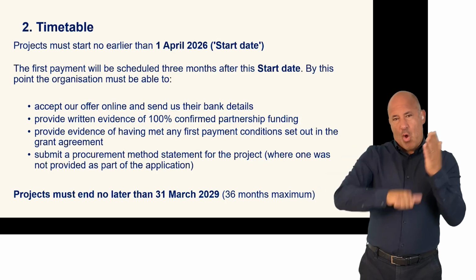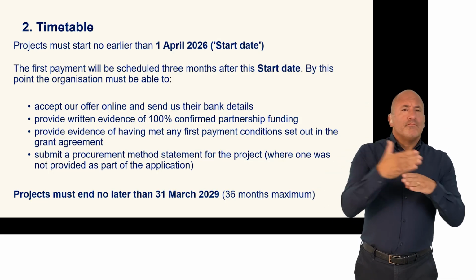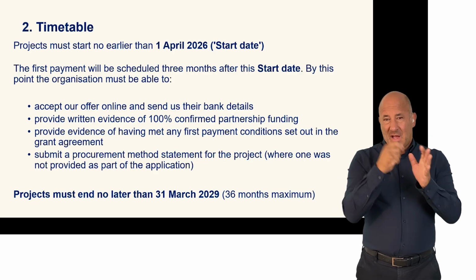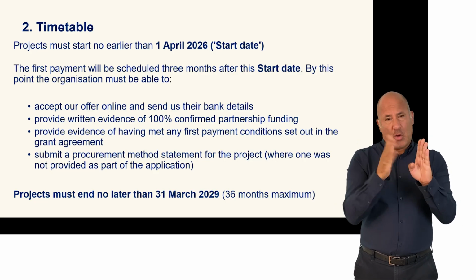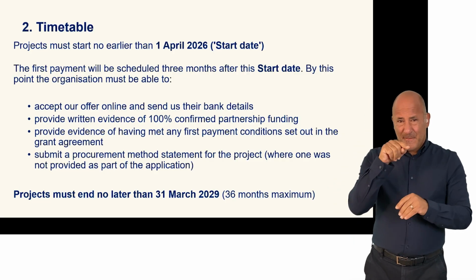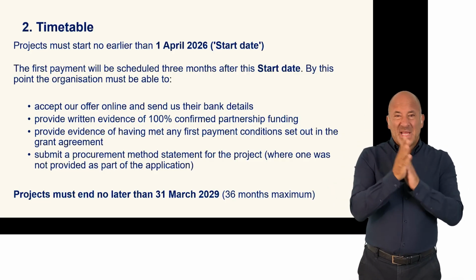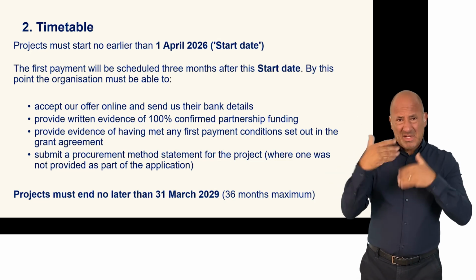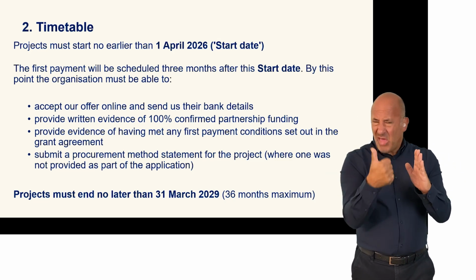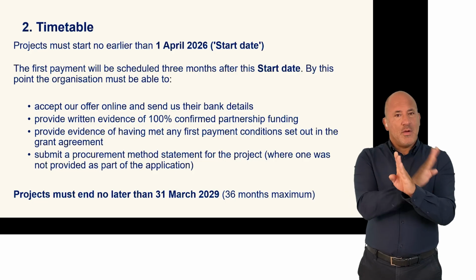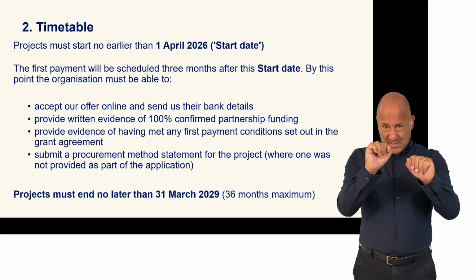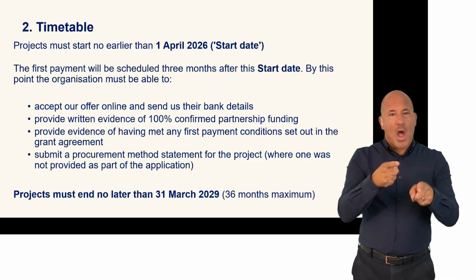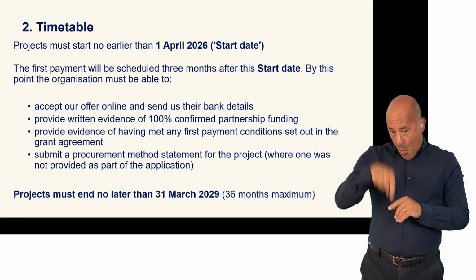Due to the nature and aims of this programme, we expect works to be urgently needed and for this project start date to be scheduled as soon as possible after the 1st of April 2026. It's important to note that our defined project start date is not the same as a start on site date, for example, for construction works on a building project, which is likely to happen a little bit later in the project. We will schedule your first payment 3 months after your start date, and you cannot request your first payment until you can demonstrate that you have met all of the first payment conditions.